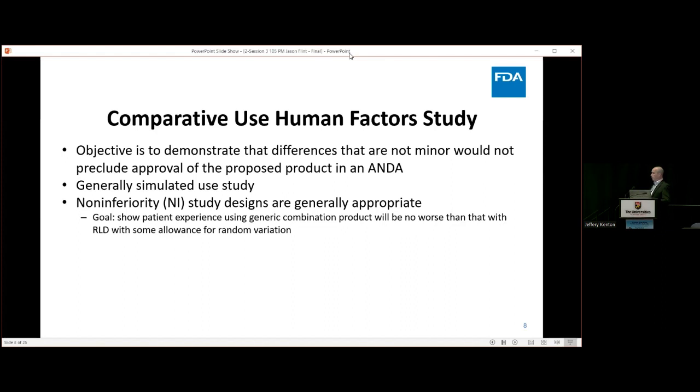So the goal here is to show that the patient experience using a generic combination product without intervention, potentially from another care provider, will be no worse than that with the RLD. And there is some allowance for random variation. And we'll talk about that when we talk about D later.